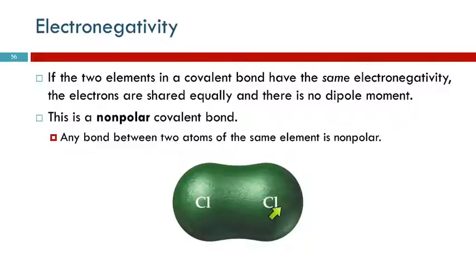So here we have a chlorine molecule, chlorine bonded to chlorine. Well, it's the same element. Obviously, the electronegativity has to be the same. This is a nonpolar covalent bond. The electrons are shared equally. Anytime you have two atoms of the same element, it's going to be a nonpolar bond.